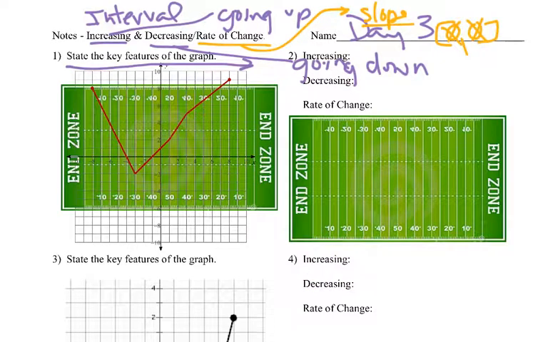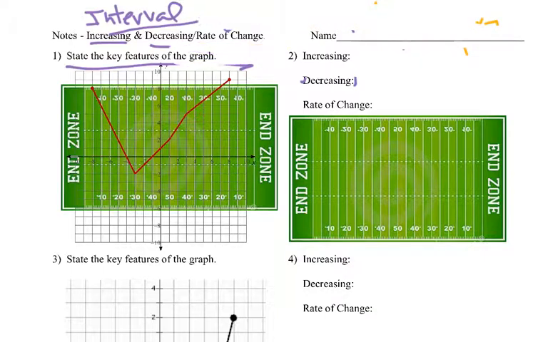So, increasing we're going to do as green. Decreasing we'll do as red, okay?